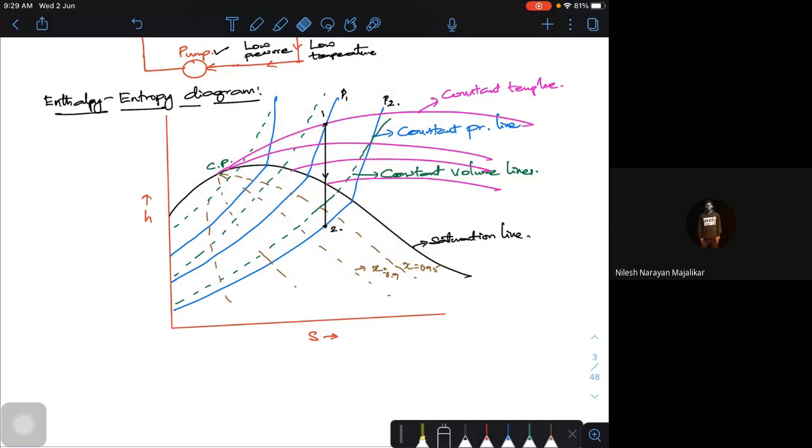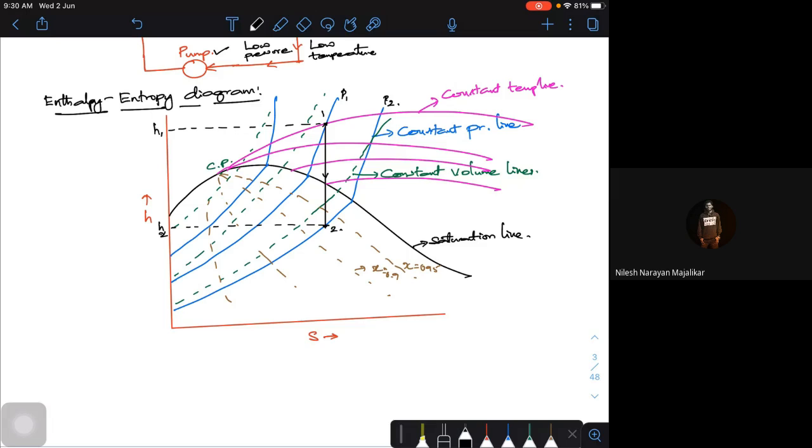So how to get it actually? Draw a horizontal line at point 1, like this. If you draw a horizontal line here, you will get your enthalpy H1. Then draw a horizontal line here, like this, you will get H2. Just like what you did in the nozzle, actually it's an expansion here.